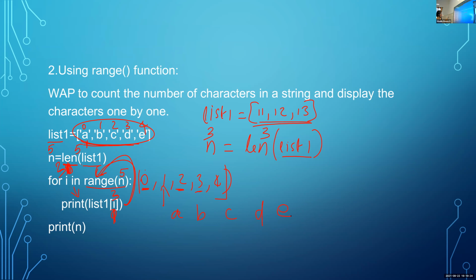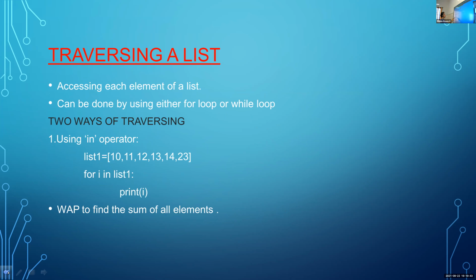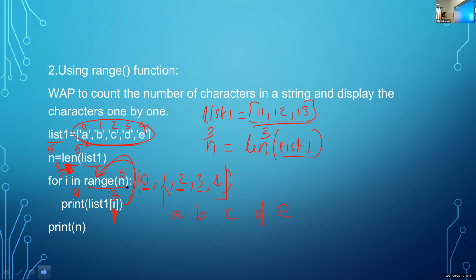So we can travel through each and every element of this list using this for loop and range function. Using the for loop, we can travel through the list. Two methods are there. First one, we can use the in operator with some value. Here, this is the first one, in list 1. In the second case, we are using a range function. So using this range function, we can travel through this list.